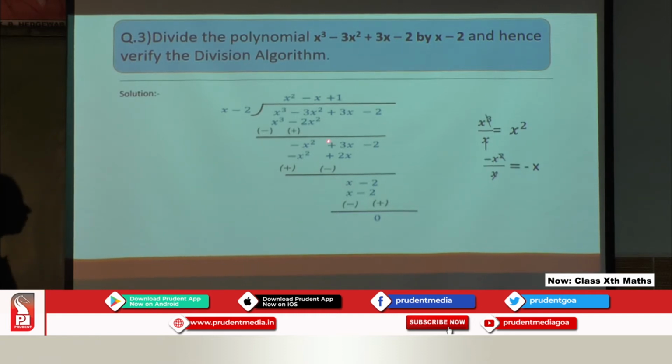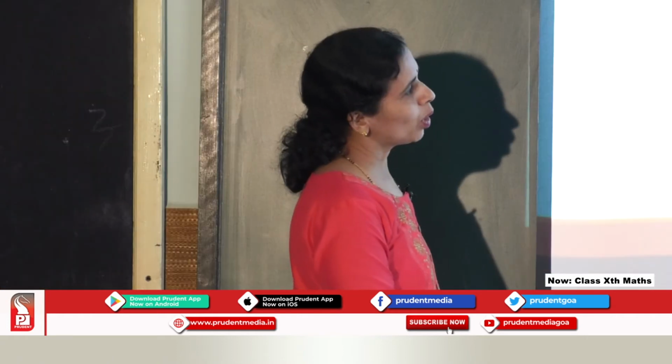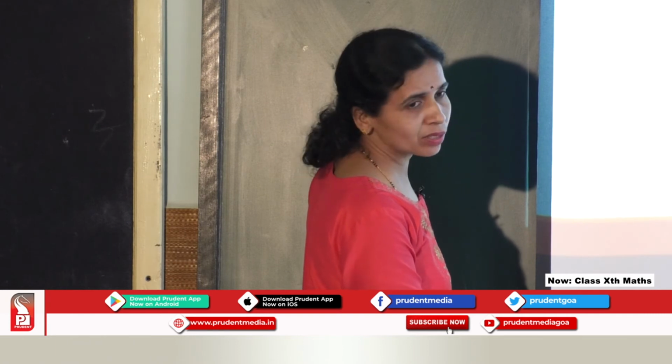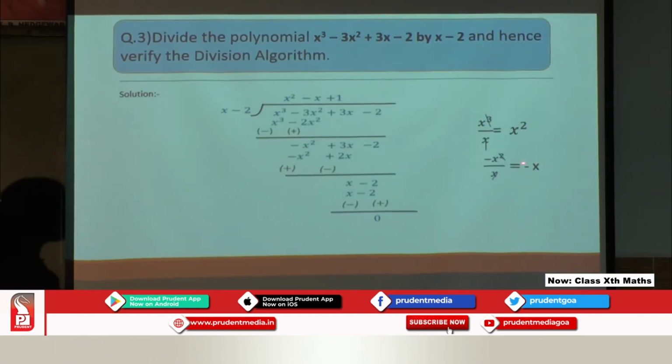Now again the first term of the dividend is minus x square, and the first term of the divisor is x. So we should divide minus x square by x. Again x and x cancel. Now we got minus x, and this minus x is the second term of the quotient. Now we should not consider the first term of the quotient again. The second term of the quotient is minus x.